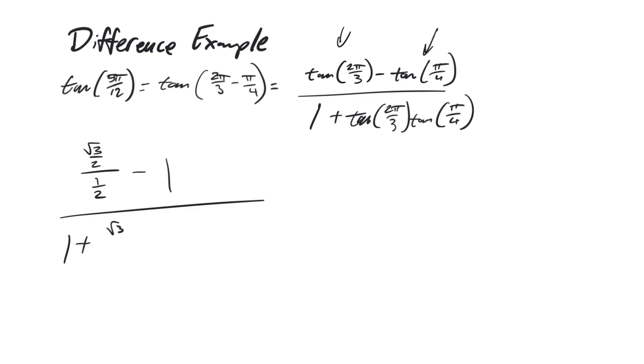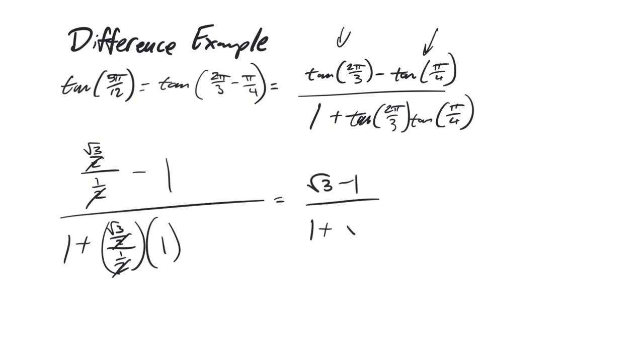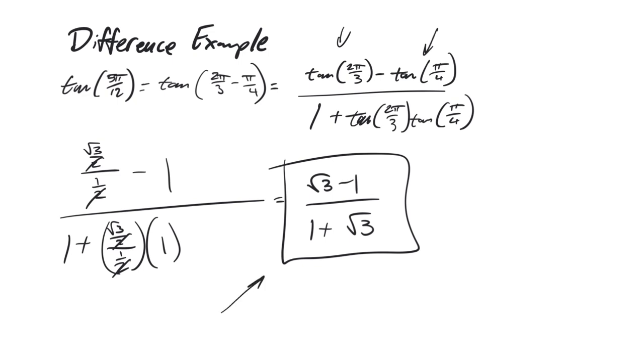I already know what that is. I wrote it in the numerator. Times tangent of, that's 1. So let's simplify these fractions here. And I get radical 3 minus 1 over 1 plus radical 3. Final answer. This is mathematically correct. There's nothing else I'm going to do here.